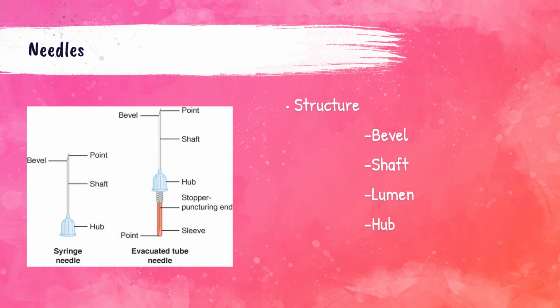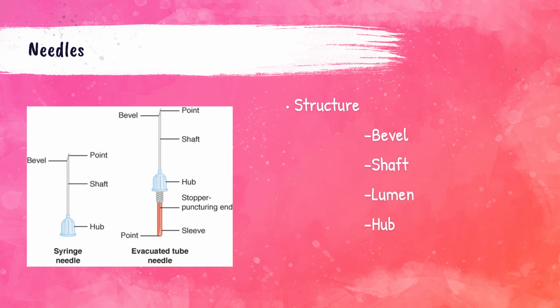The parts of the needle include the bevel, shaft, lumen, and hub. The bevel is the slanted tip of the needle that is slanted to create a slit into the skin. The shaft is the long, slender stem of the needle. The lumen is the opening inside the needle where the blood flows in. And the hub is the part of the needle that attaches to the syringe or holder.